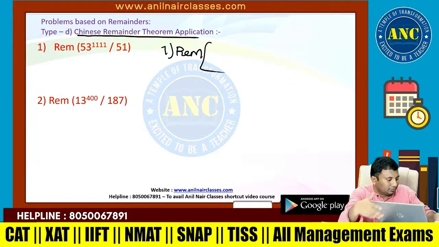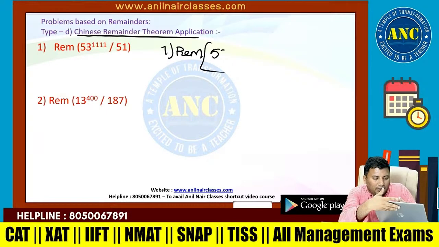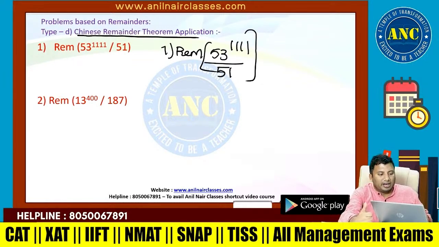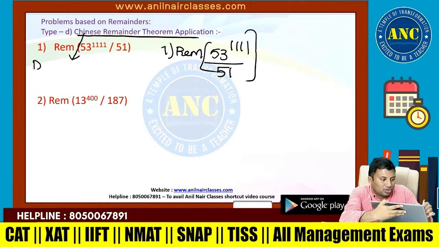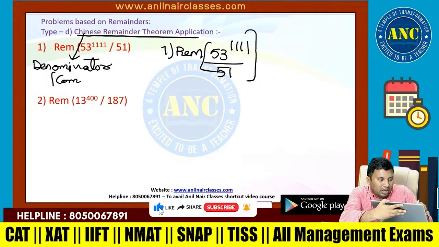53 power 11111 divided by 15. Chinese remainder theorem is used when the denominator is a composite number. When the denominator is a composite number, I can use this logic.